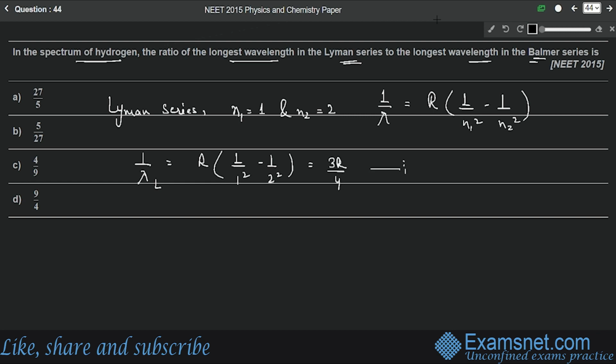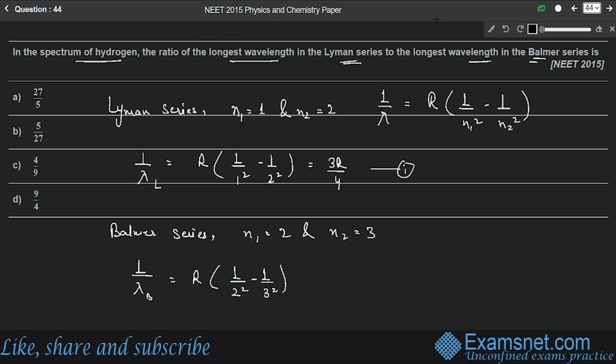Now for the Balmer series, for the longest wavelength, N1 should be equal to 2 and N2 should be equal to 3. So 1 by lambda of the Balmer series will be equal to R into 1 by 2 square minus 1 by 3 square. That means 1 by 4 minus 1 by 9. So here we'll get 5R by 36.